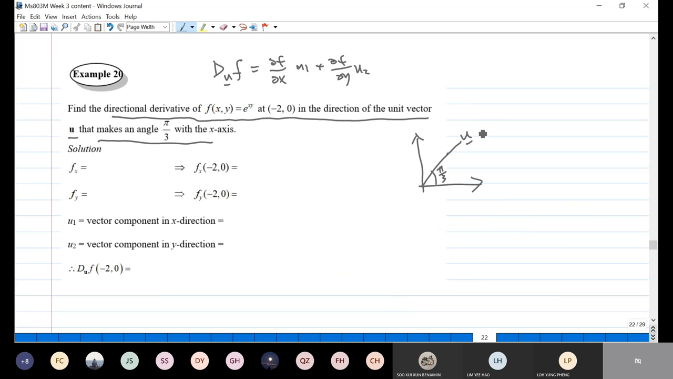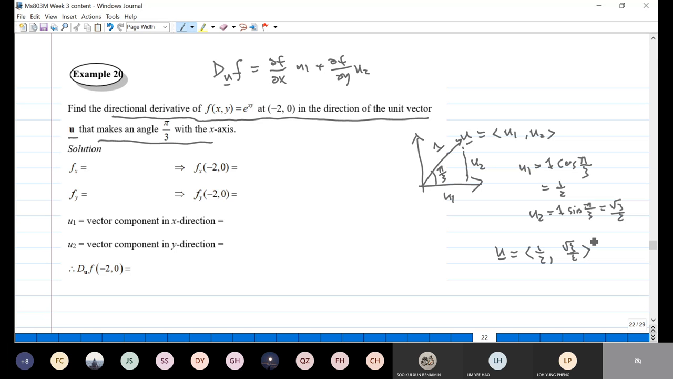So in terms of u1 and u2, how do you do it? Let's call them u1 and u2. You want to get a unit vector, length one, so make sure you have a unit vector. So this is one, that means u1 is this length, u2 is this one, right? So u1 is equal to 1 times cosine pi over 3, which is actually half. And u2 is 1 times sine pi over 3, which is square root 3 over 2. So u, a unit vector, is actually (1/2, square root 3 over 2).